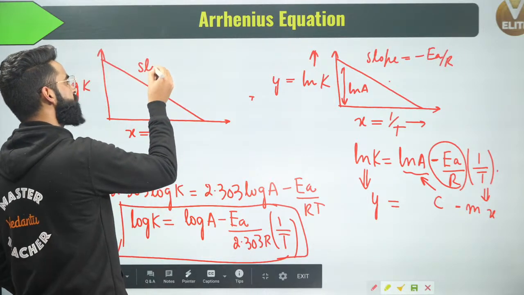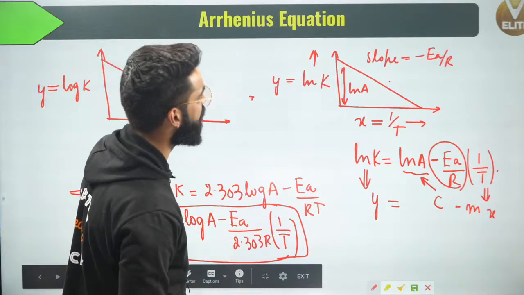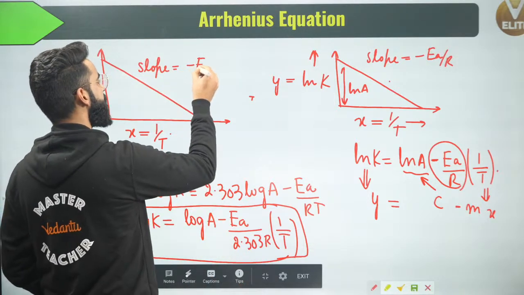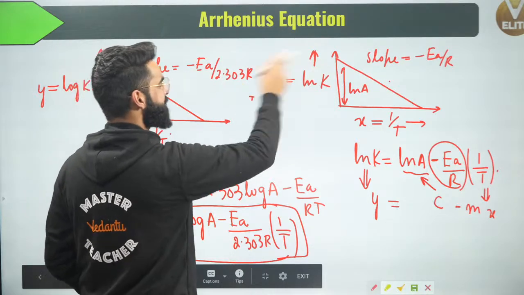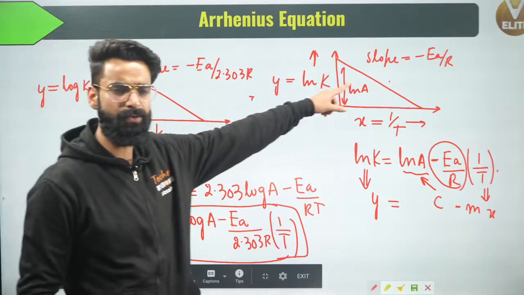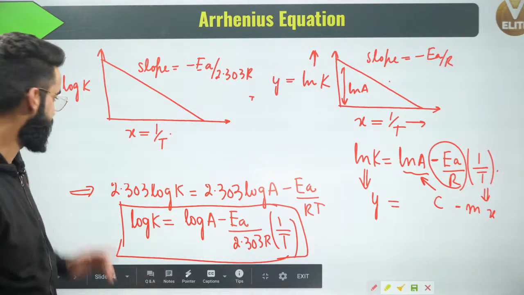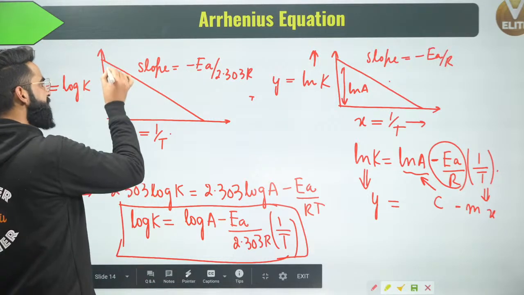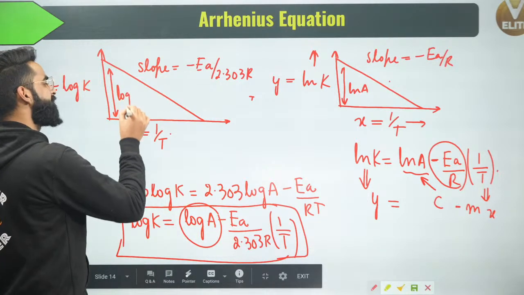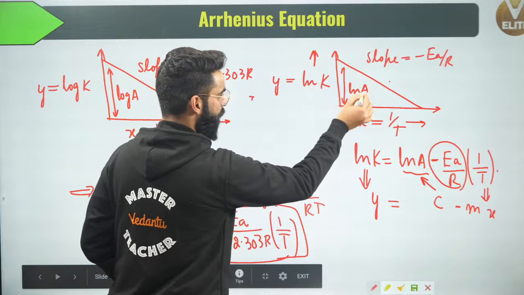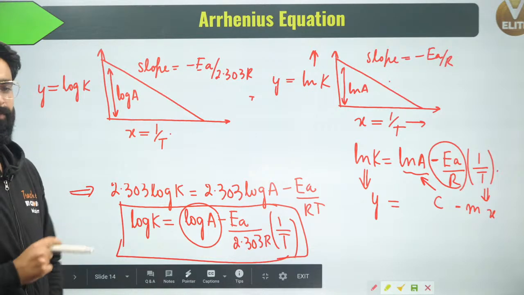If I ask you what is going to be the slope of this curve, you'll simply say the slope right now is going to be minus EA divided by 2.303 R. So the difference lies in the slope between these two curves. In that curve, the slope was minus EA by R. In this curve, the slope is going to be minus EA divided by 2.303 R. At the same time, if I ask you what is the value of this C intercept, which is this log of K, over here in the curve which I made already, what was the intercept? That was ln of A. Over here, the intercept is log of A to the base 10. These are a few basic things which I want you guys to take note of.